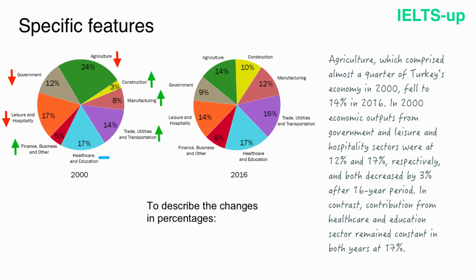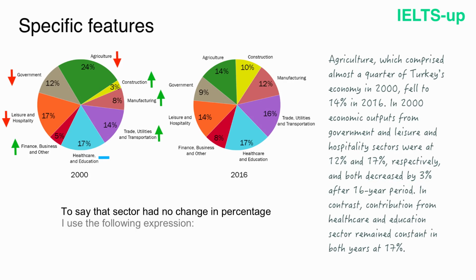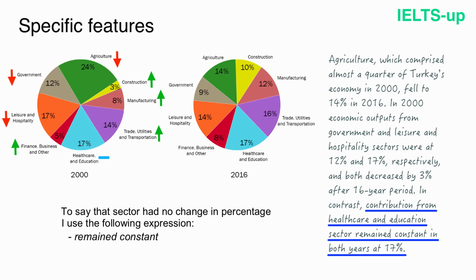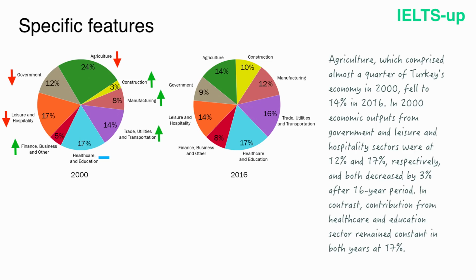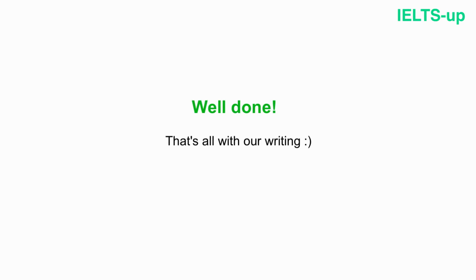And to describe the changes in percentages, I use several nice phrases, such as fell to 14% and decreased by 3%. To say that sector had no change in percentage, I use the following expression: remained constant. Contribution from healthcare and education sector remained constant in both years at 17%. Also, I use an expression in contrast, to contrast sectors that had a decrease and sector that had no change. Well done! That's all with our writing!